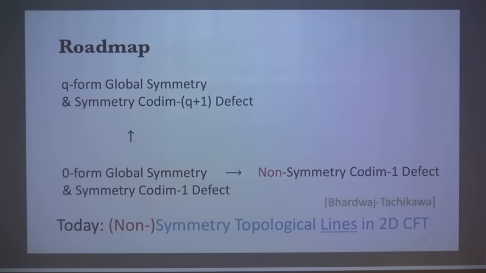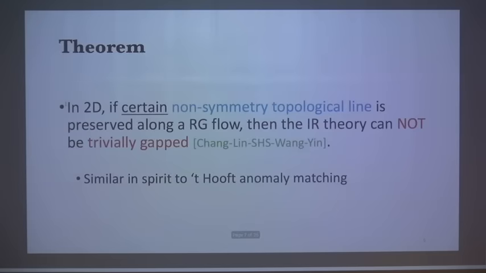Codimension 1 in 2 dimensions means they are lines. So the main player for the talk today will be non-symmetry topological lines in 2D CFT. So first, let me present the theorem. In 2 dimensions, if certain, and I will explain certain in the rest of the talk, if certain non-symmetry topological line is preserved along an RG flow, then the IR theory cannot be trivially gapped. By trivially gapped, I mean a gapped phase with a unique vacuum.